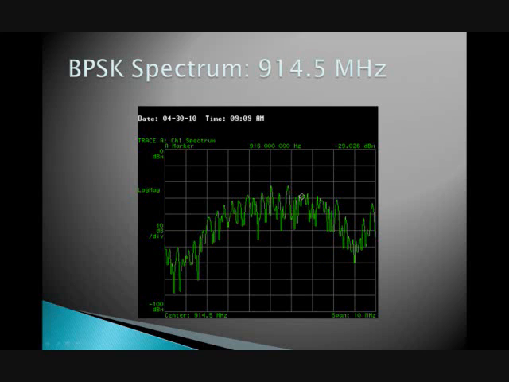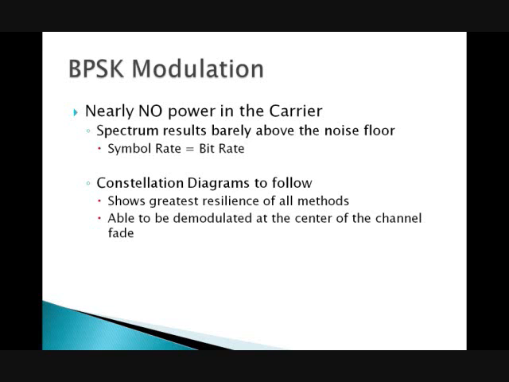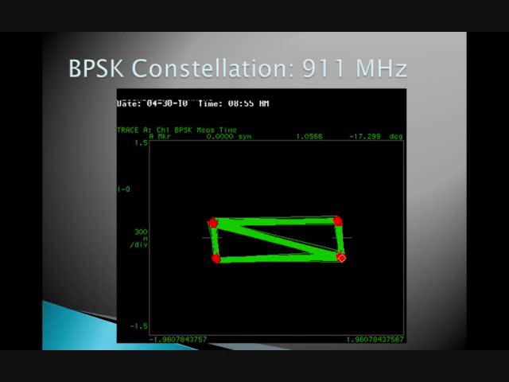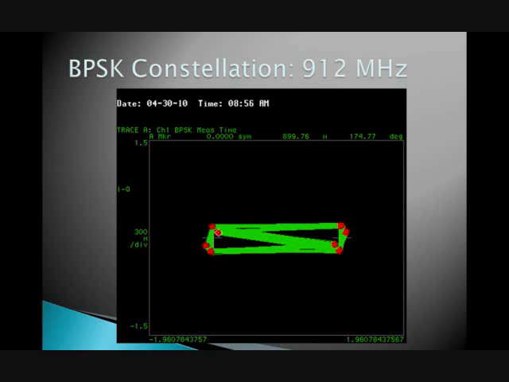As you can see from the BPSK spectrum captures, there's nearly no power in the carrier, and the spectrum is barely above the noise floor. These are the BPSK constellation diagrams. As you can see, the signal fidelity is still intact.